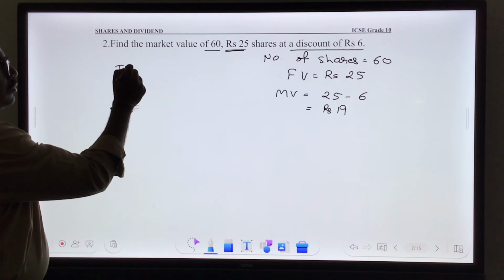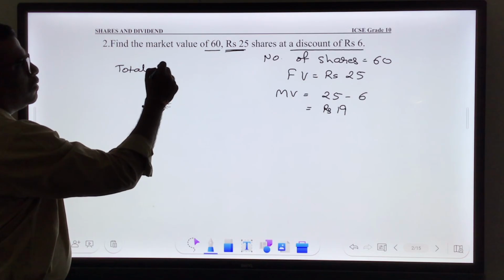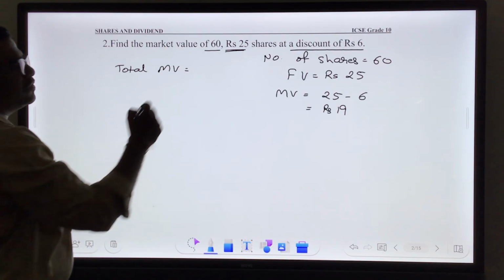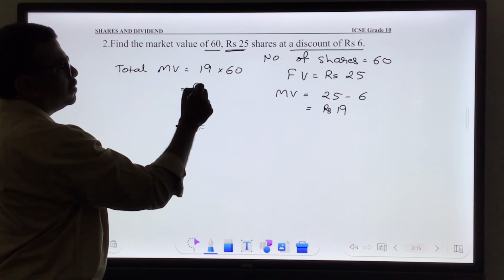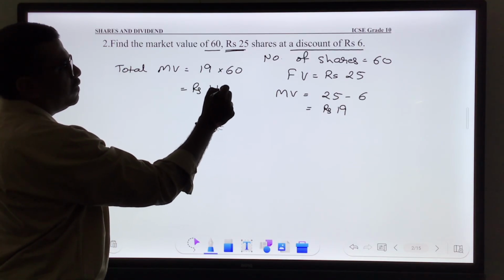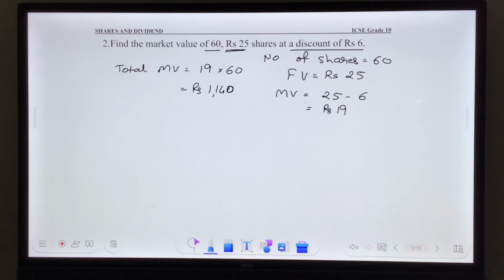So total market value of 60 shares will be 19 times 60, which is rupees 1140. So market value of 60 shares is rupees 1140.